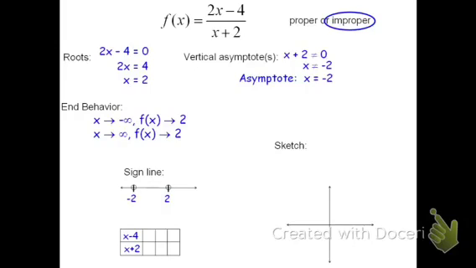X equals negative 2 is smaller than x equals positive 2, so it's going to be on the left. Because we have the two critical points, we have the three intervals. In the first interval, from negative infinity to negative 2, we've got to figure out what our signs are. Well, we know that the first factor, y equals 2x minus 4, has a positive slope, meaning it's going to start negative in the first interval.